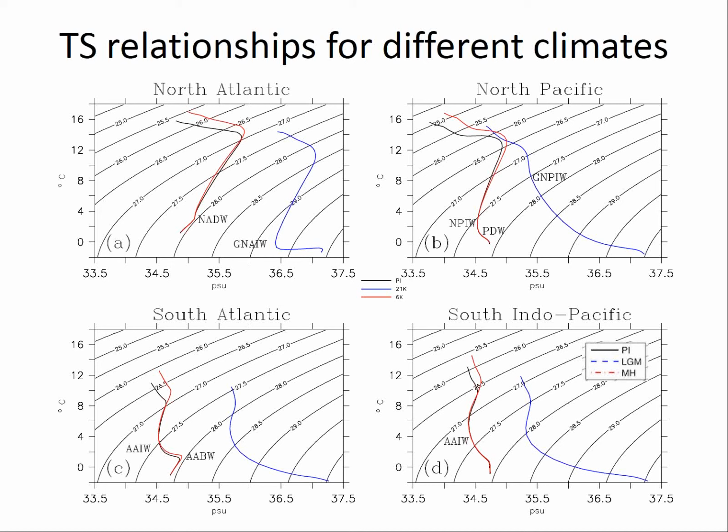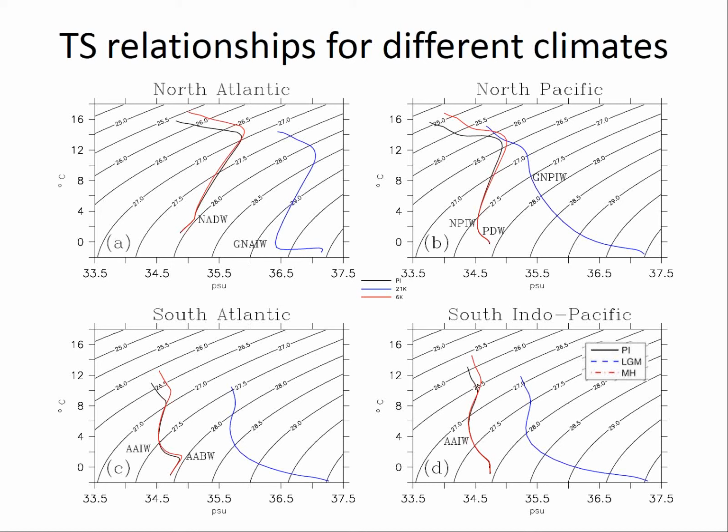In glacial time, the LGM, we have this pattern that some paper called the glacial North Atlantic intermediate water, replacing part of the North Atlantic deep water. And then in all the basins you have Antarctic bottom water for the LGM, filling most of the bottom of the ocean.